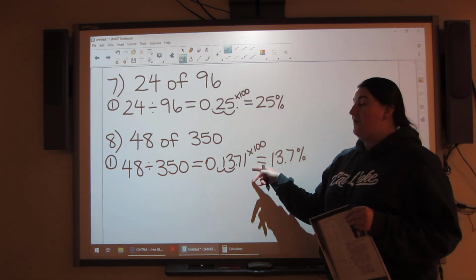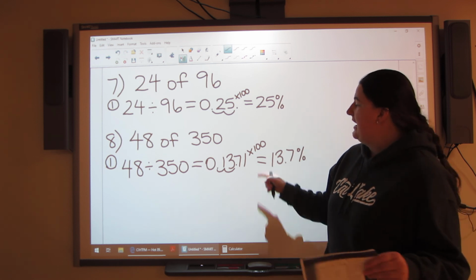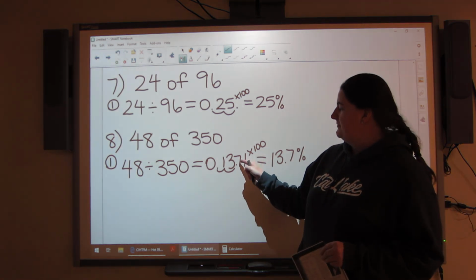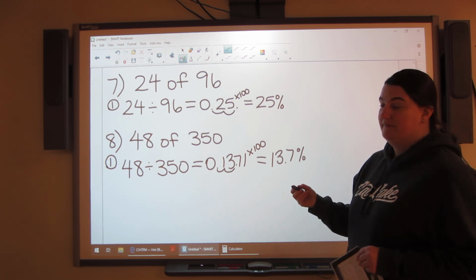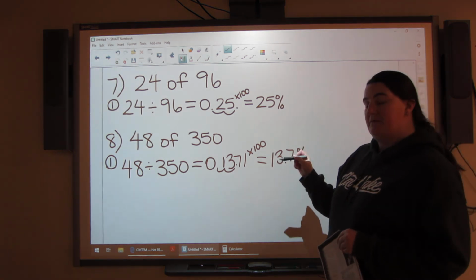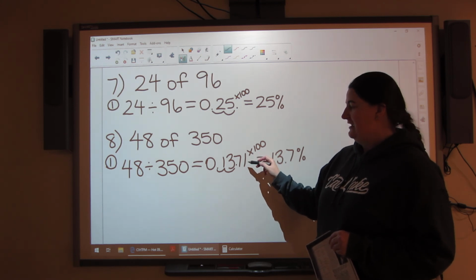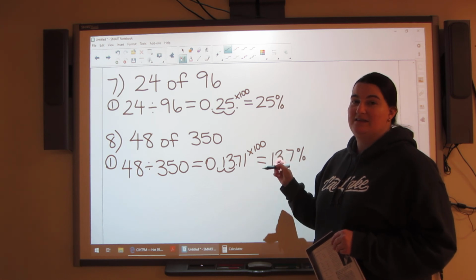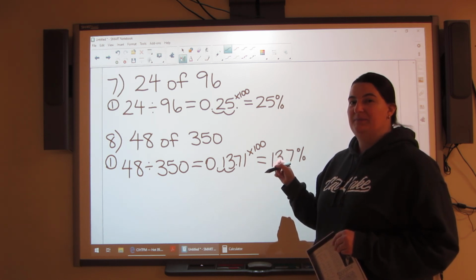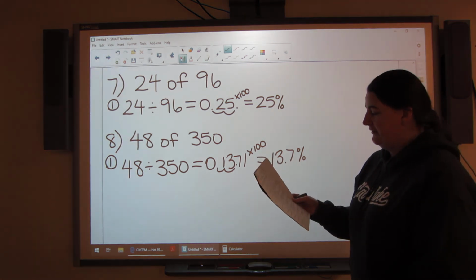Now, if that 1 was an 8 or a 6, that would have been big enough to round the 7 up, and then I would have had a different answer. So when you're rounding, don't forget the rounding rule. You're always going to be looking at the second digit to change the 10th column if that second digit is 5 or higher. So that's how you're going to do number 7 all the way down to number 12.